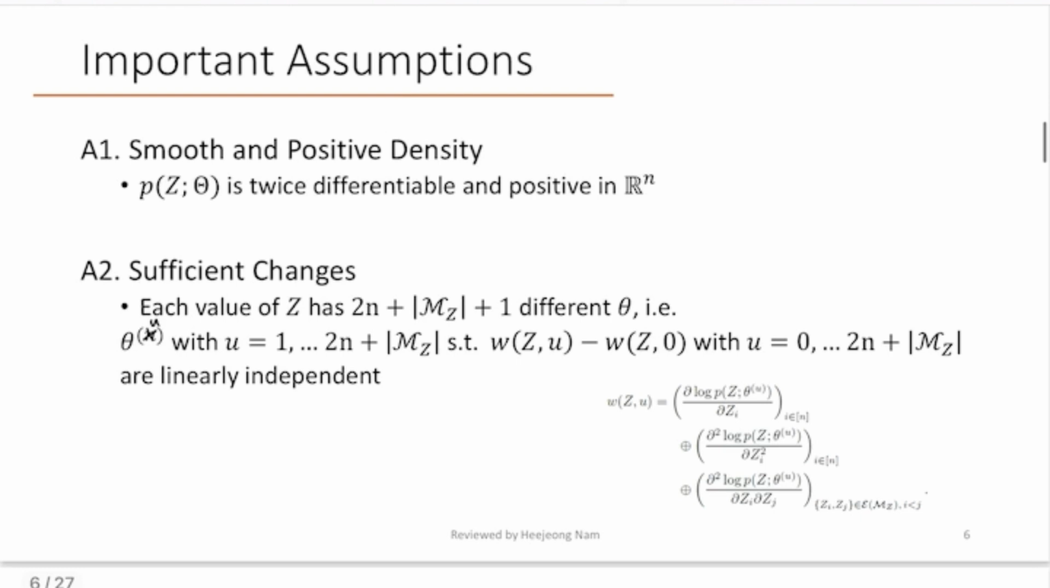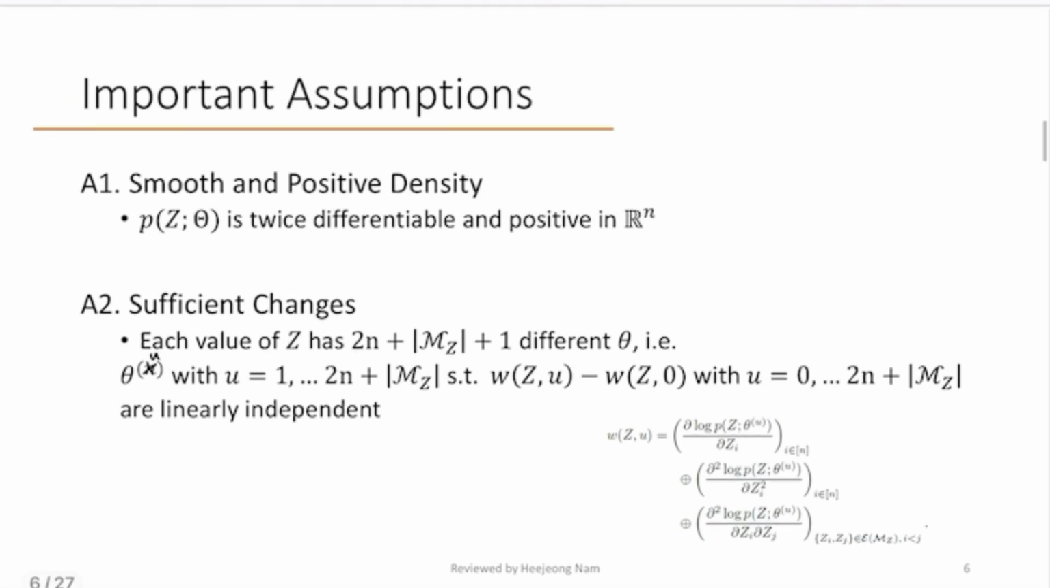The first one is smooth and positive density. This means that the probability distribution of latent variable z is twice differentiable and positive in n-dimensional space. And the second important assumption is sufficient changes that appeared in the first part of this video.